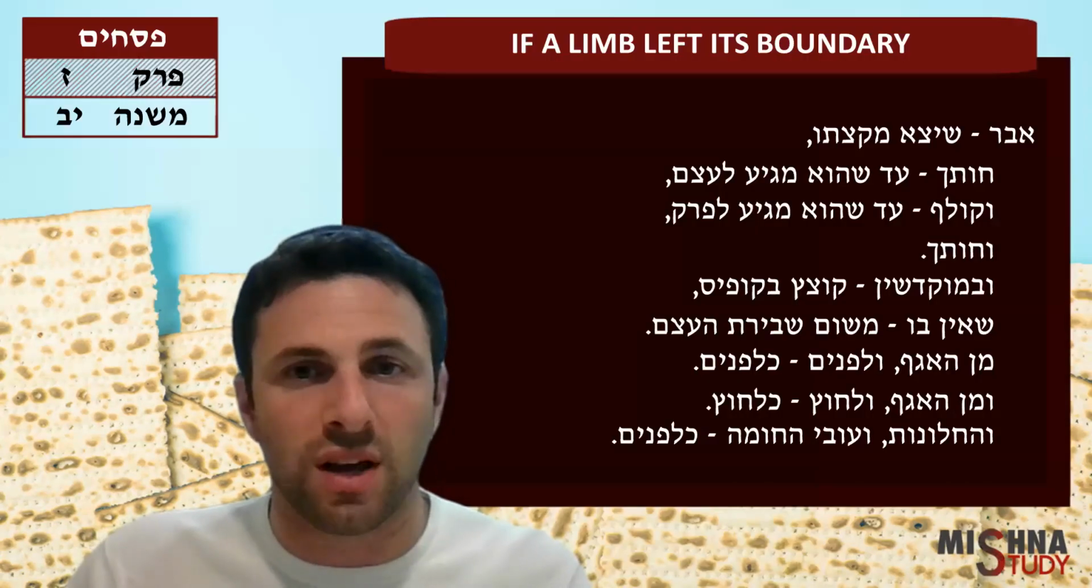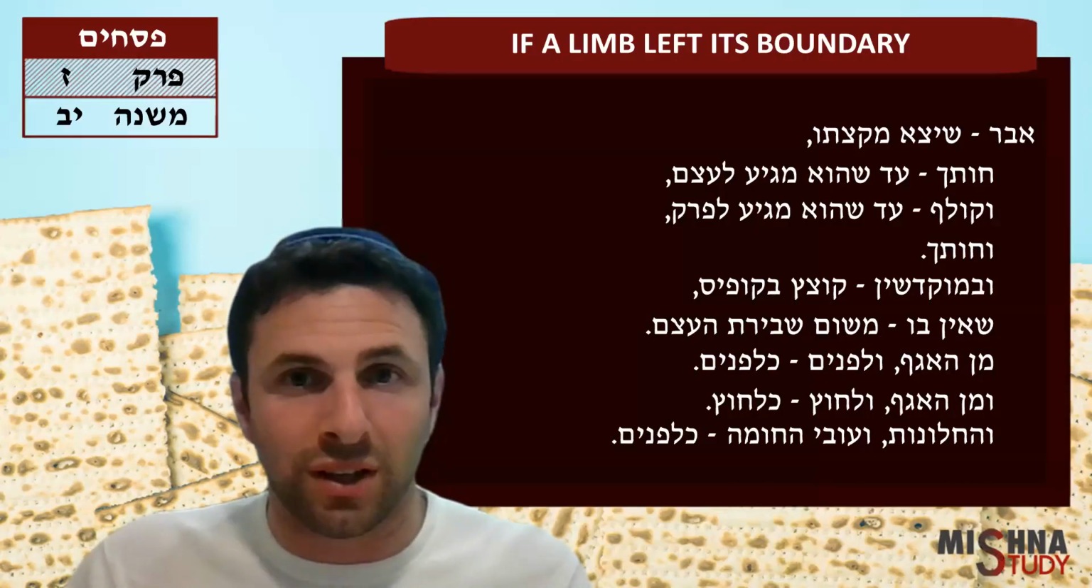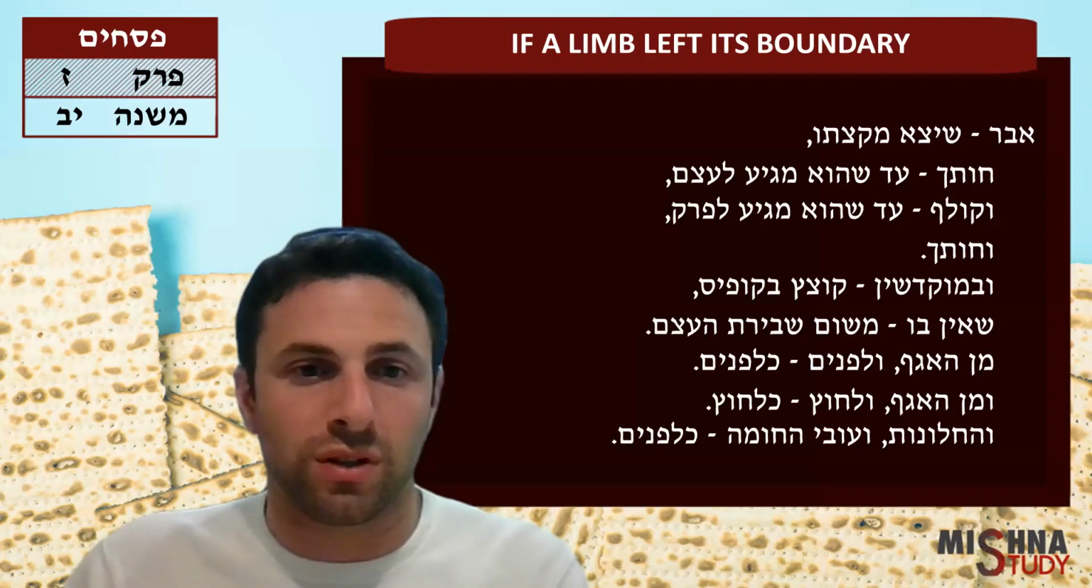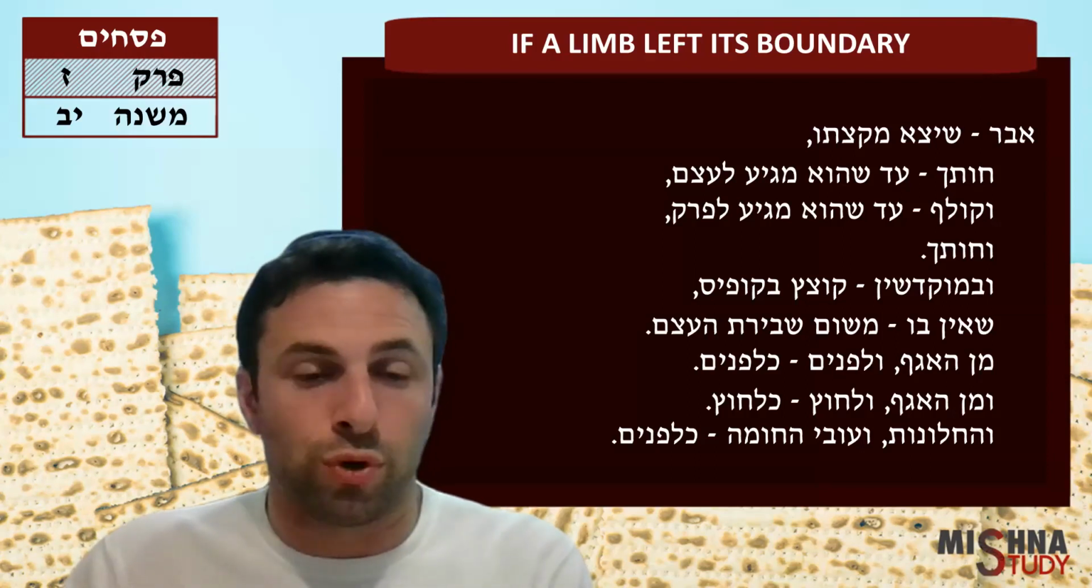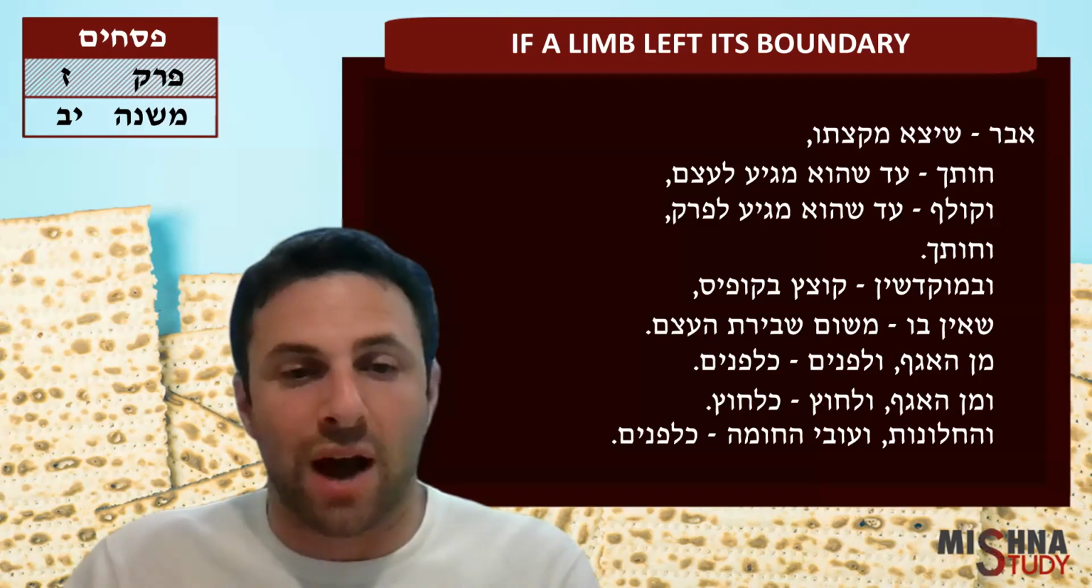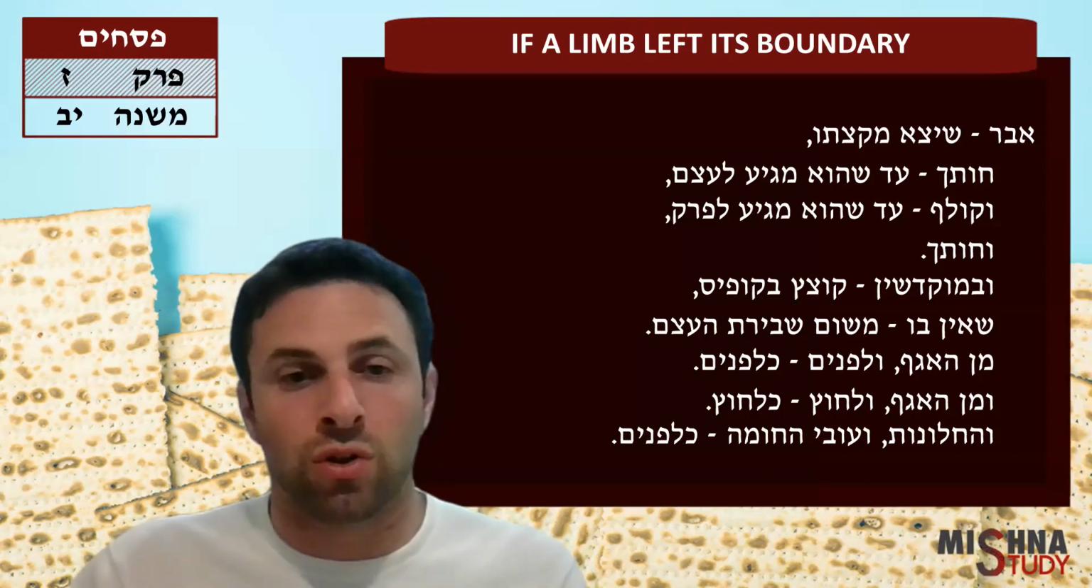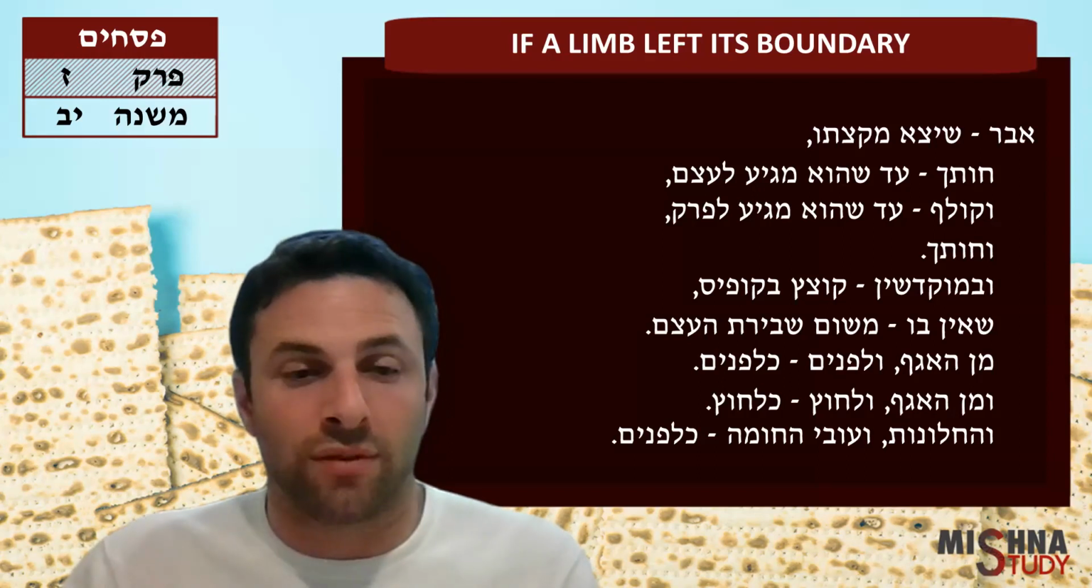Over here in this Mishnah, I'm going to discuss if a limb left the boundary. So again, any meat that leaves the appropriate boundary, let's say the Korban Pesach. We're talking about the house. So the meat of the Korban Pesach left the house. It's not allowed. You have to burn it.